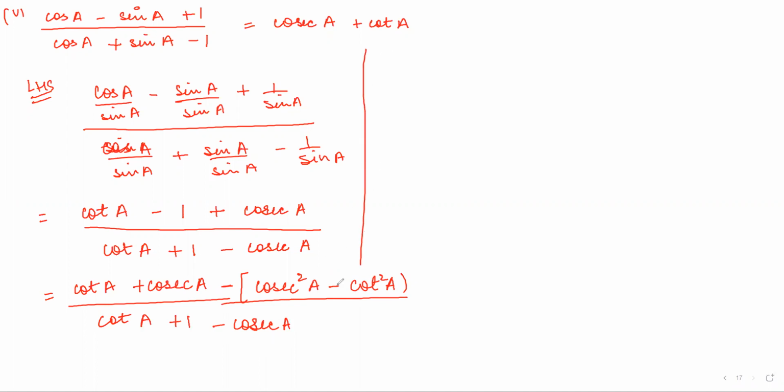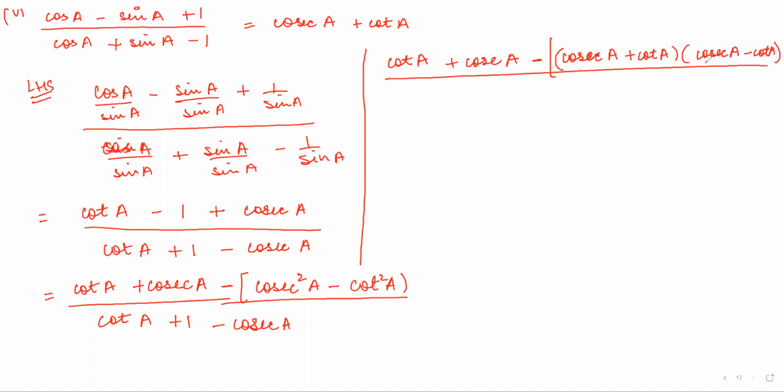Now let us try to open this bracket. So this is a square minus b square. So this will become cot of A plus cosec of A, into cosec of A minus cot of A. Correct? And then the denominator: cot of A plus 1 minus cosec of A. Correct? What will it give me?